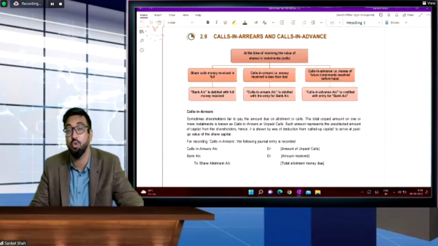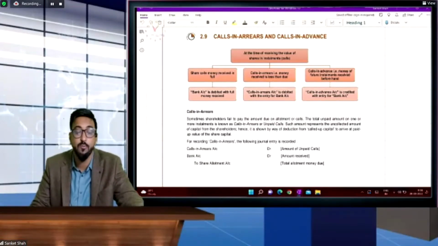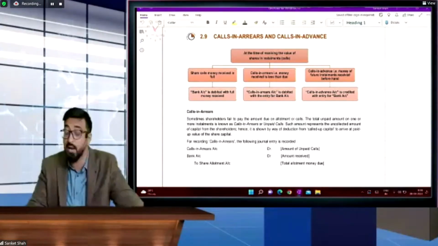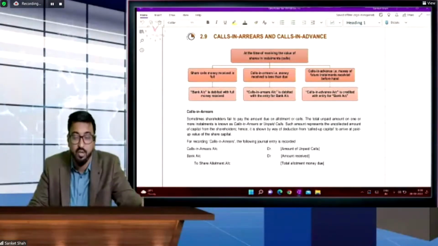So equity share first call to equity share capital, and bank account debit to first call. After that, the second entry is bank equity share allotment, second call account debit to equity share capital, and bank account debit to equity share second call. After that, you have understood the pro forma of illustration number 7. Illustration 7 is very important. So that pro forma.